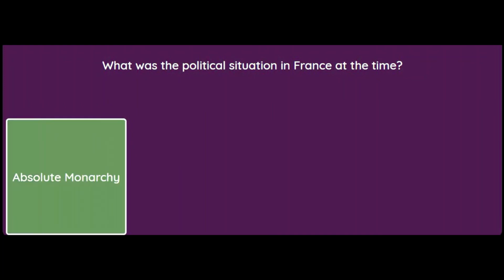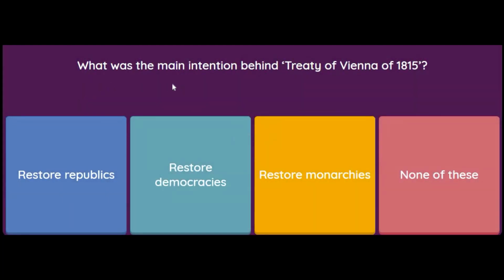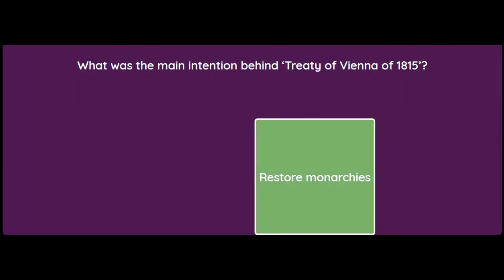What was the main intention behind the Treaty of Vienna of 1815? To restore republics, to restore democracies, to restore monarchies, or none of these? Students, the main intention behind the Treaty of Vienna of 1815 was to restore monarchies, which were overthrown by Napoleon. So the correct answer is to restore monarchies.